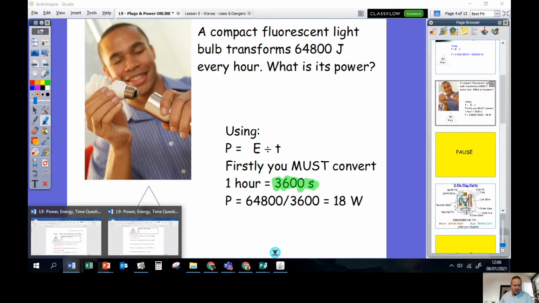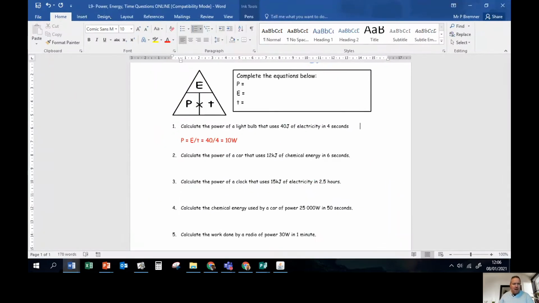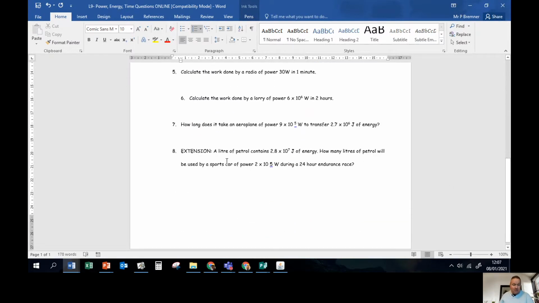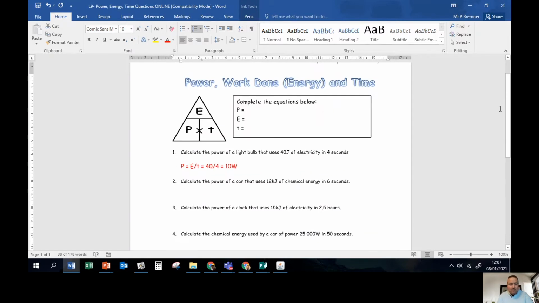So your worksheet, let's have a look. I think I've got a copy there. It's the copy of the worksheet you've got there. The power, energy, time questions worksheet is the first task I'm going to ask you to do. It's got a grand total of 8 questions. The 8th one is an absolute beast. I will guarantee some green slips for anybody who submits a correct answer to that question with your working out.